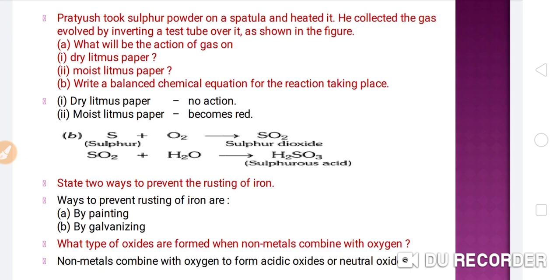Okay, so this sulfur is reacting with the oxygen and it is converting into the sulfur dioxide. So this is the acidic oxide. So why is this the acidic oxide? Because this oxide, the sulfur dioxide, when reacting with the water, will convert into an acid. So this is the reason behind it. We are saying this is the acidic oxide. Okay, so this is the answer.